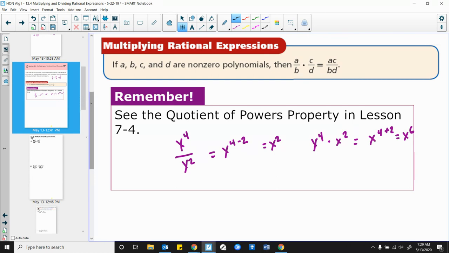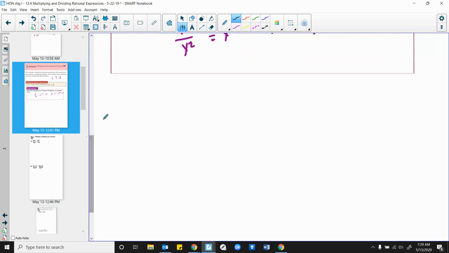One other note before we get started. Let's say that I have 2/3 times 5/6. Now, I could take 2 times 5 and get 10, take 3 times 6 and get 18, and then I would have to simplify that to 5/9.